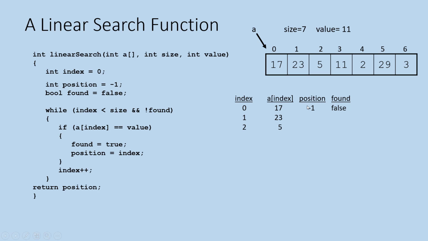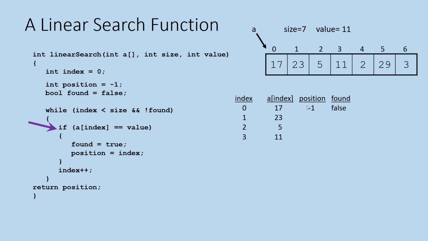So we check the condition in the while loop again. It is still true. We execute the body of the loop, which is if A of index is equal to value, 5 is not equal to 11, so we skip the if statement. We increment index, and now we have index is equal to 3. A of index is 11. We look at the condition in the while loop. Index is less than size. 3 is less than 7, and not found is still true.